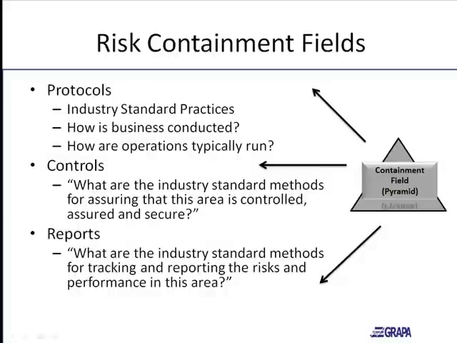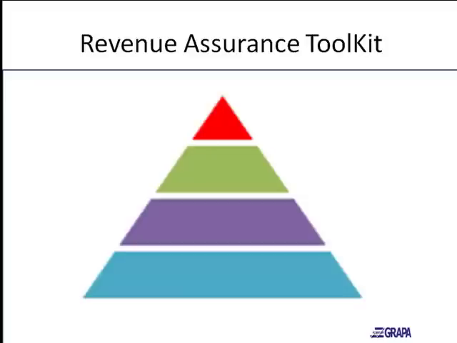The risk containment field, as we call it, contains protocols, which are the industry standard practices for that business area, the controls, which are the industry standard methods for measuring and controlling it, and reports, which provide managers with standardized views for how to look at the risk and quantify it. The revenue assurance discipline and the standards provided by GRAPA provide the revenue assurance professional with a comprehensive set of templates that make it possible to assure any type or level of revenue risk with a simple set of tools.